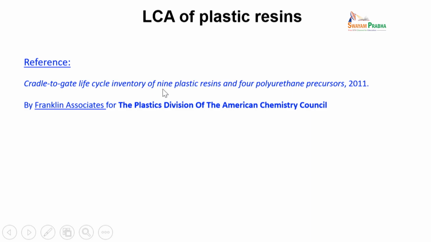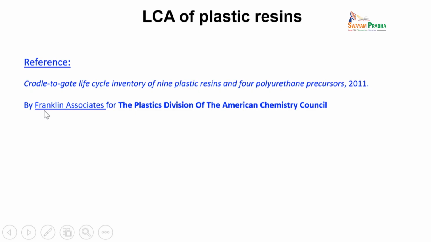That's totally different. In this particular paper, about 9 different plastic resins and 4 different polyurethane polymers are subjected to LCA analysis. This was done by a private firm, Franklin Associates. It's an LCA company, and this report was submitted to the plastics division of the American Chemistry Council, called ACC. So ACC hired Franklin Associates to make LCA analysis for 9 popular plastic resins, just only resins.